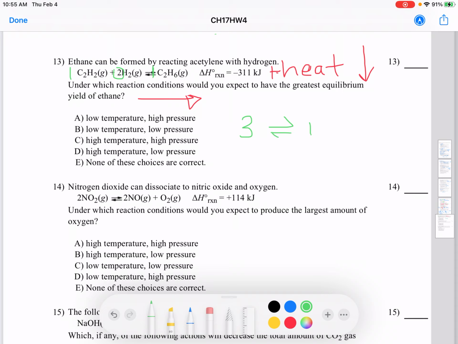Now we want to make more of the products, right? How can we make more of the products? We compare it to the number of moles. The number of moles needs to go down if you want to make more of the products, because the product has only 1 mole. So our goal is to lower the number of moles.